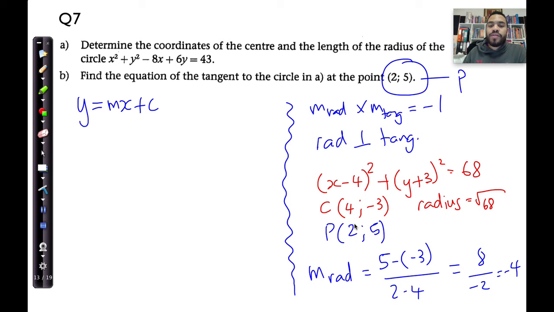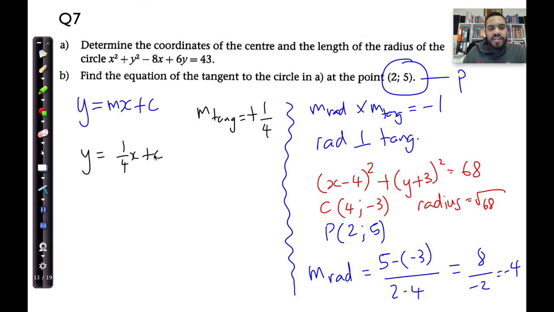Well, you know that if two lines are perpendicular, they meet like so, then the product of the gradients is -1. So if this one is negative, it means the other gradient must be positive, and it's going to be the reciprocal of 4, which is 1 over 4. Now if I say 4 times a quarter, it gives me 1, and a minus times a positive gives me -1. So there's the gradient of my tangent, right? So I can say y equals 1/4 times x plus c.